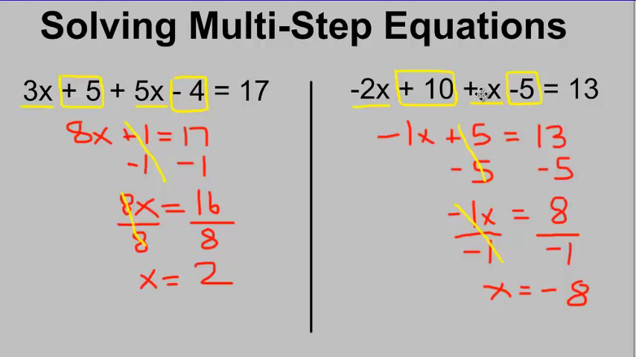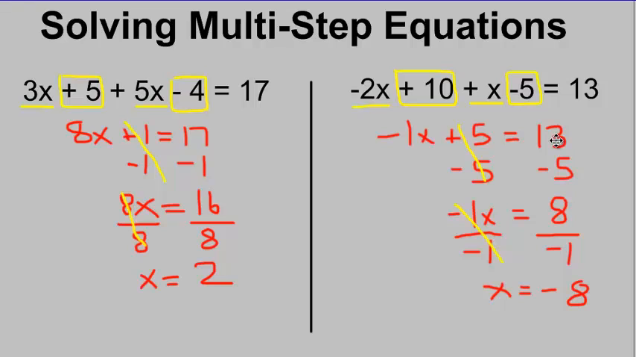So we're going to do the same thing we did on the left-hand equation, and we're going to combine what we call like terms. So negative 2x and positive 1x are like terms. Negative 2 plus 1 makes negative 1, so we have negative 1x. Plus 10 and minus 5 together make positive 5, because 10 minus 5 is 5. So we have the equation negative 1x plus 5 equals 13.